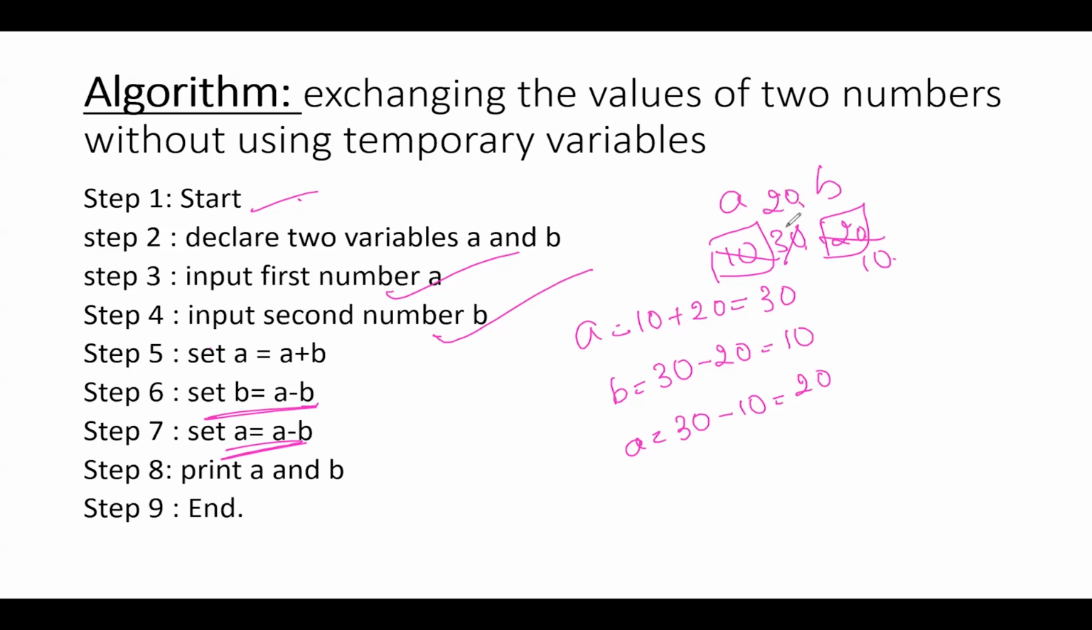And then print the values of A and B. Now we are getting A is equals to 20 and B is equals to 10. And we can end the algorithm. So I hope this is clear. This is a very simple algorithm, and it is one which is used very often. And I hope this is clear.